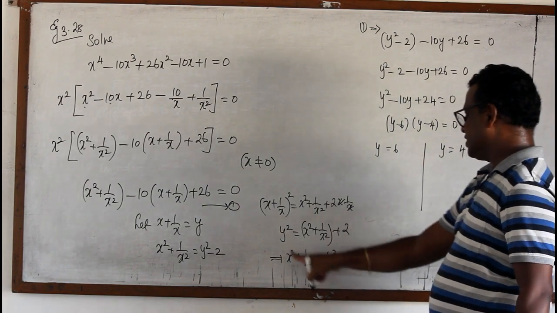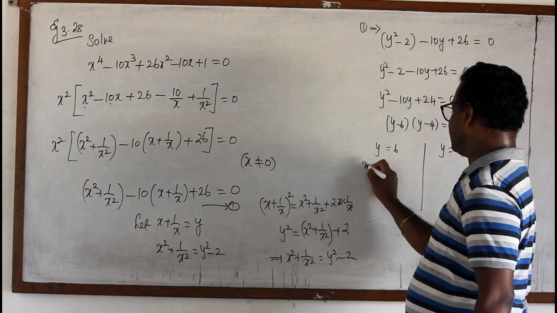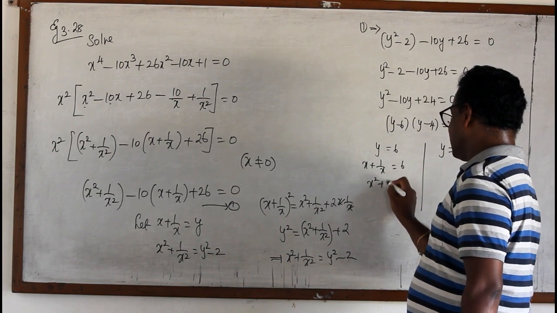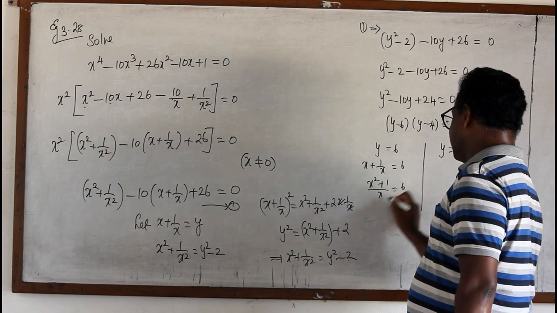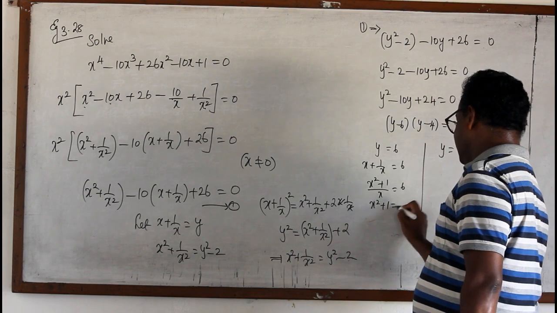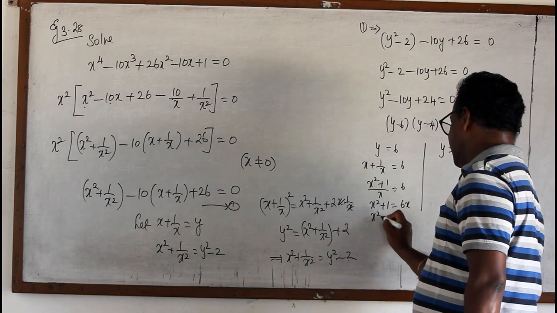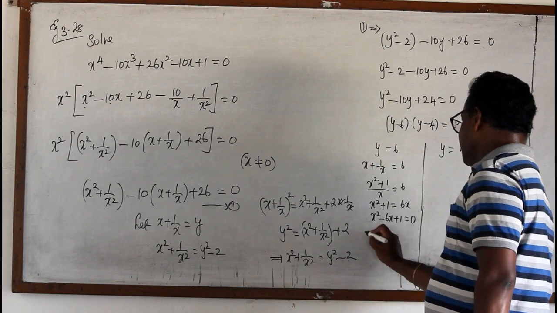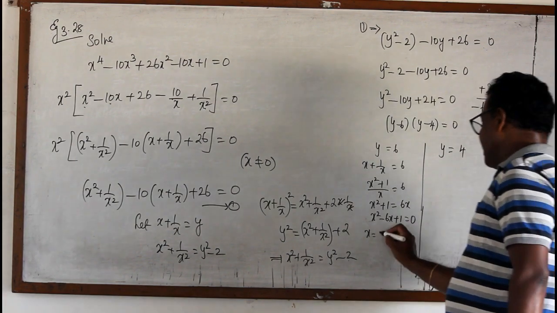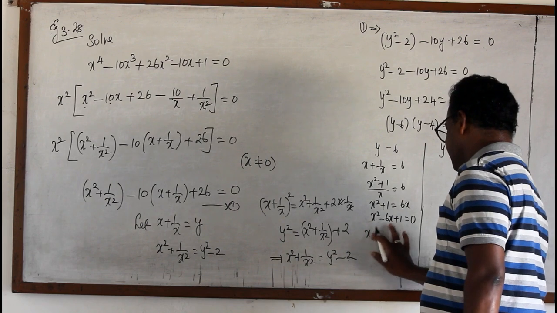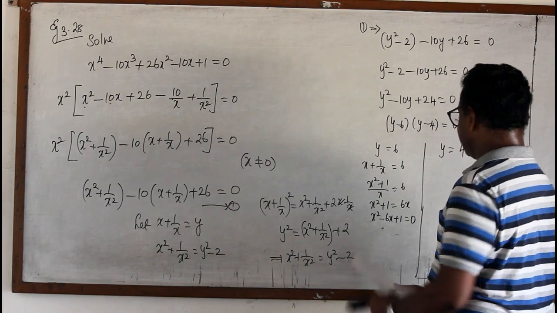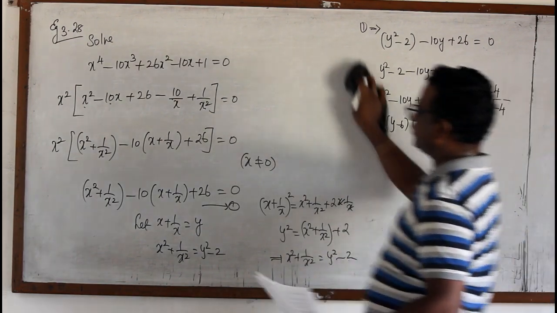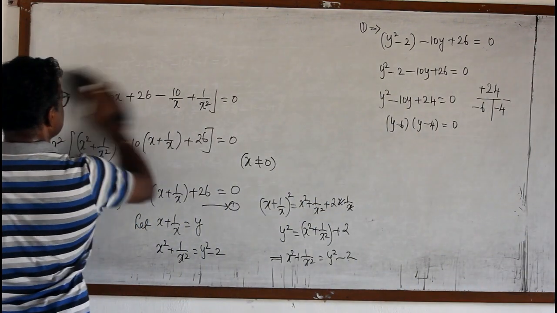When y equal to 6, x plus 1 by x is 6. It is x square plus 1 by x equal to 6. X square plus 1 equal to 6x. X square minus 6x plus 1 equal to 0. Cannot factorize, so we use minus b formula, we will do it separately. So y equal to 6 and y equal to 4. Now, case 1.